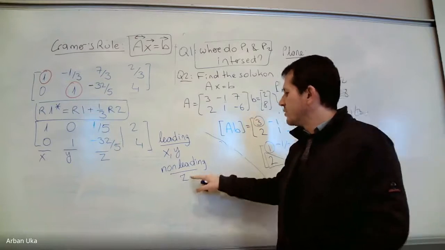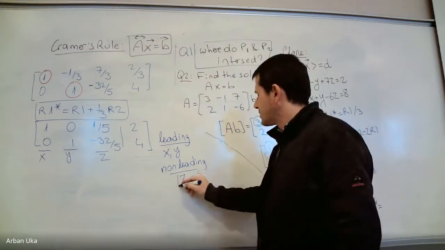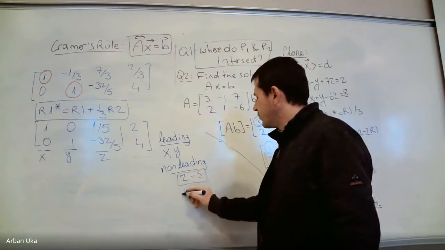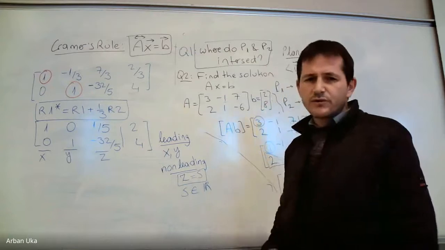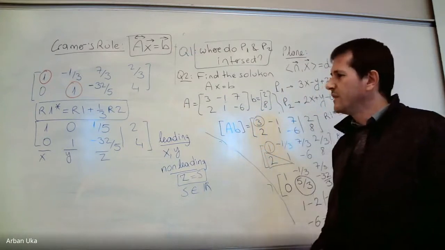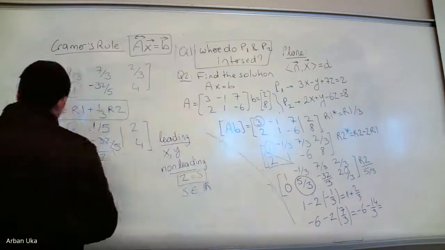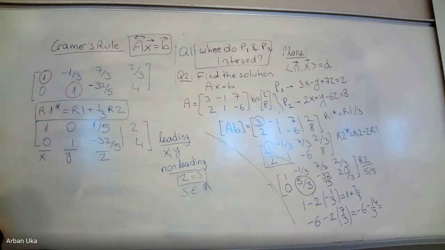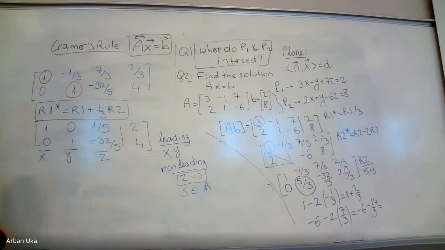So if z is non-leading, then we can assign z equal to s. So this is a free variable. What is s? s is any real number, any number from minus infinity to plus infinity, including the 0. Then we come back here and we write down, what is x? Or what can we read from the first equation? Can somebody read the first equation for me?